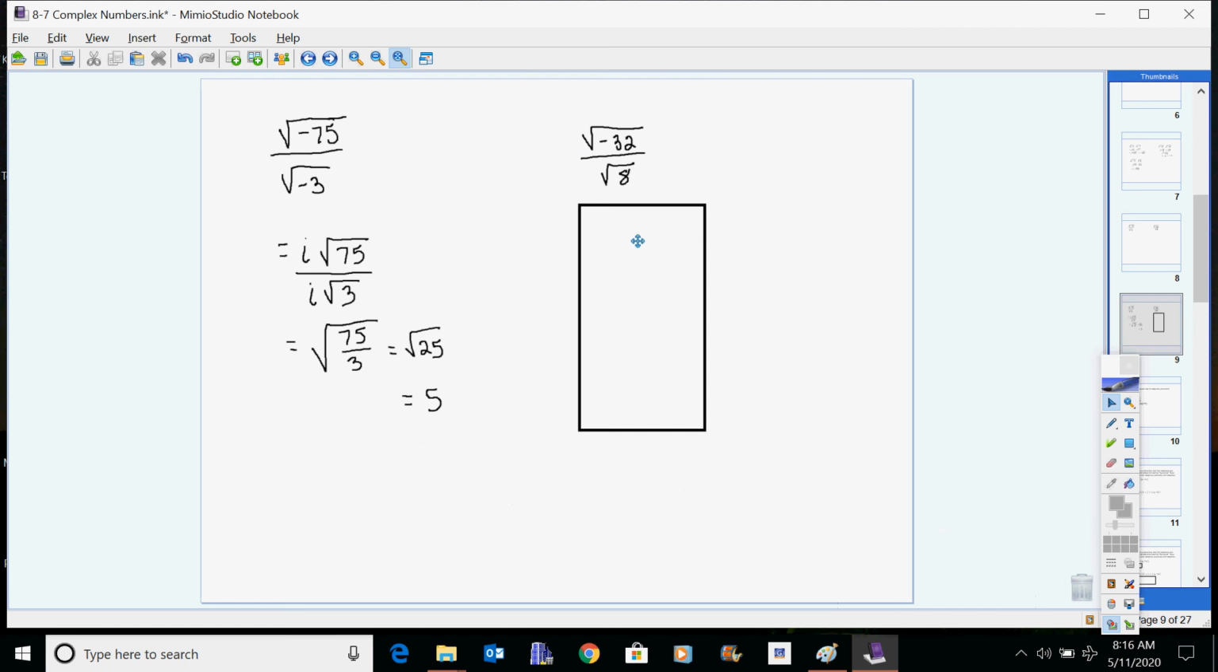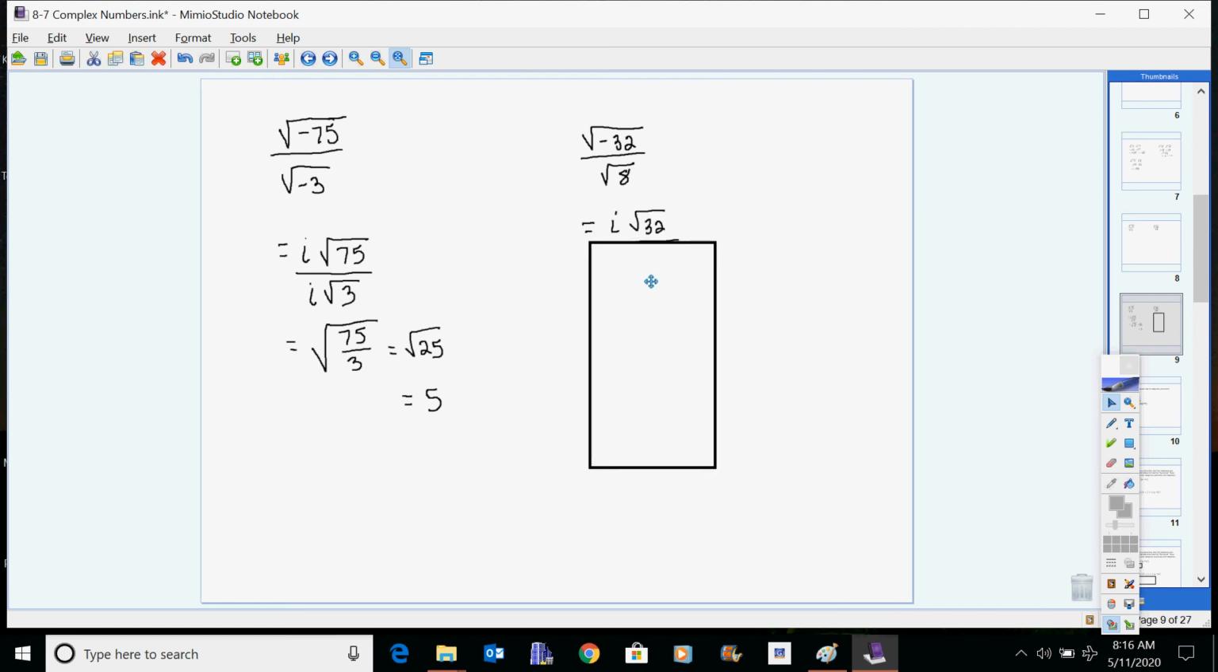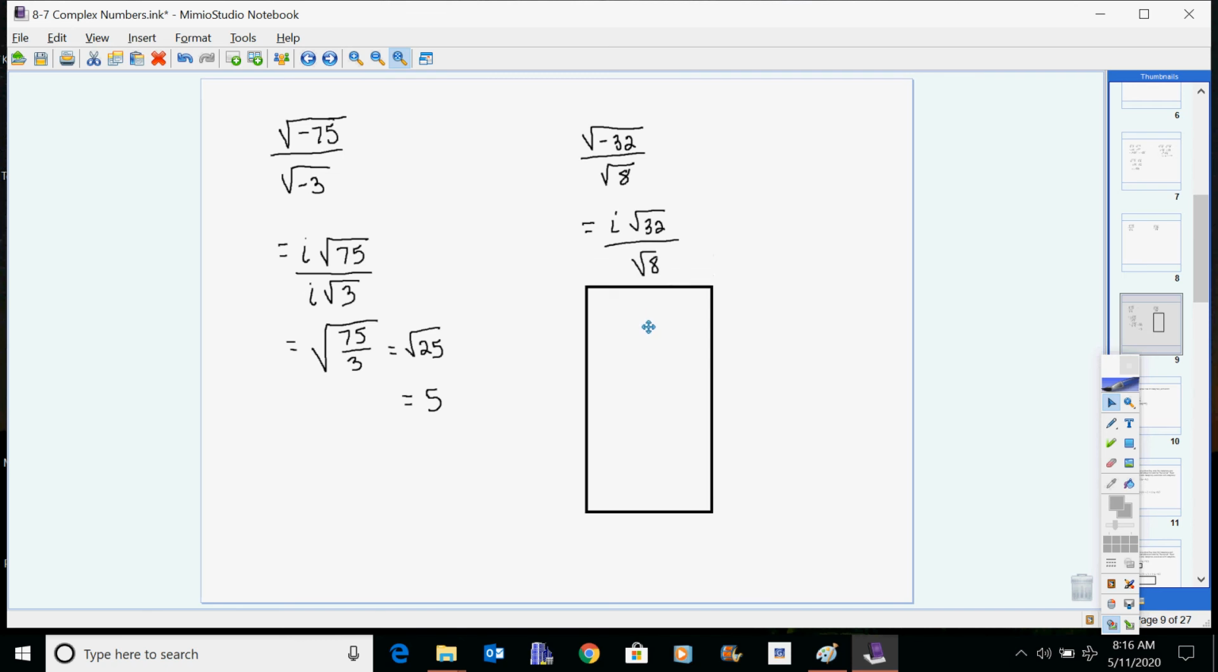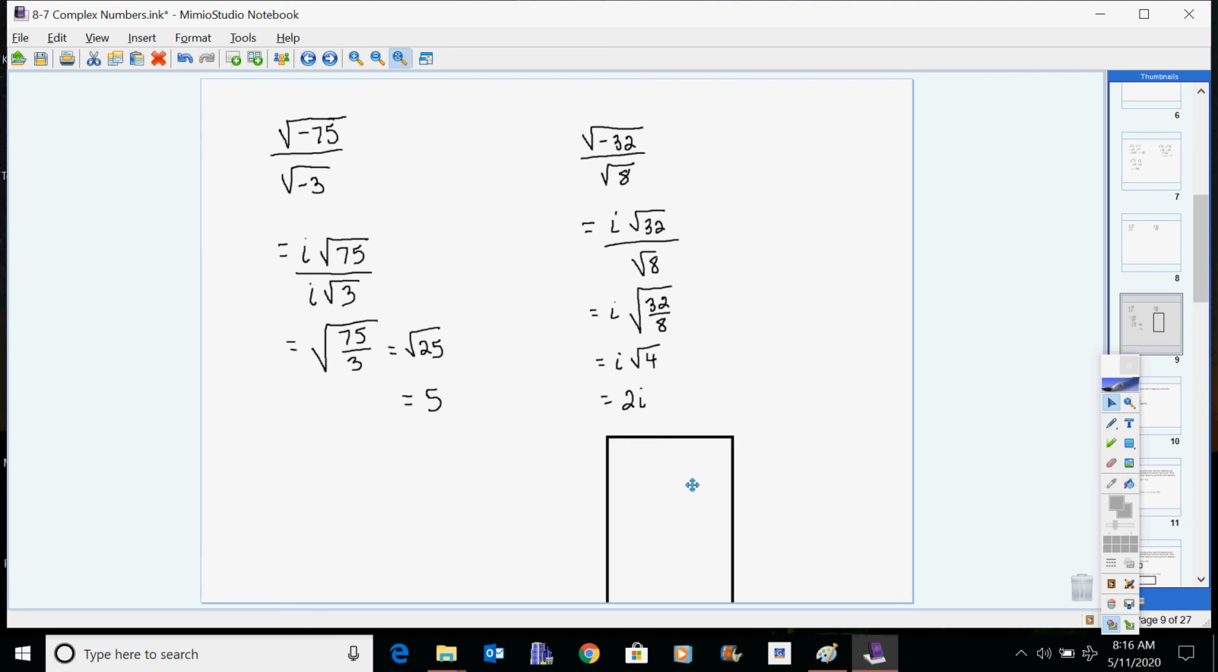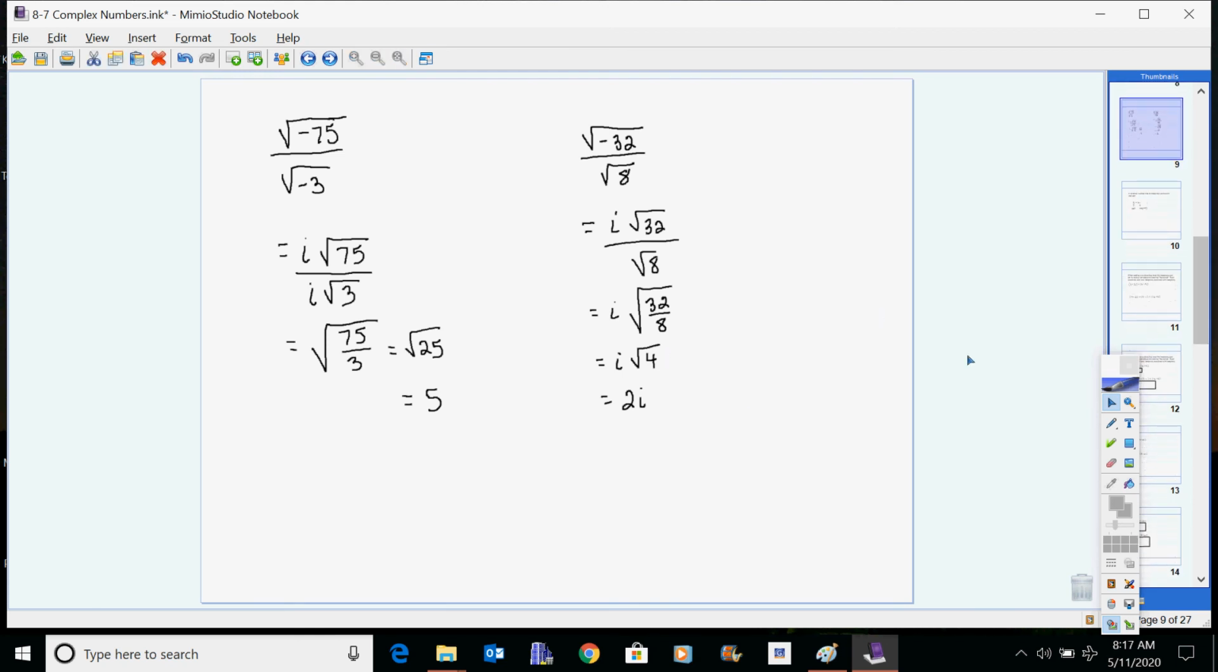On this part, let's work to simplify the numerator, bring the I out, and then apply the quotient rule. 32 divided by 8 is 4, and we end up with 2i. So that works out very nicely, even though we saw a radical in the denominator at first and thought maybe that was going to be a problem and we'd have to rationalize a denominator. Try all the other things first, and you'll probably find that things get much simpler, or a lot of times you'll find they get much simpler earlier.